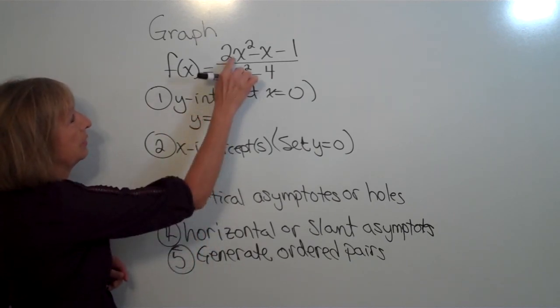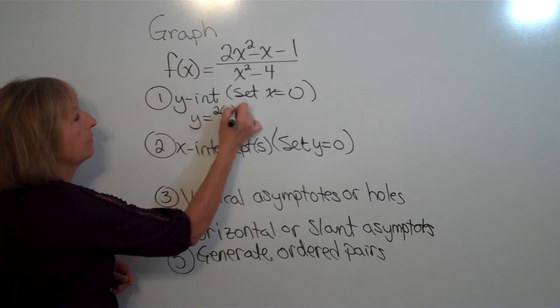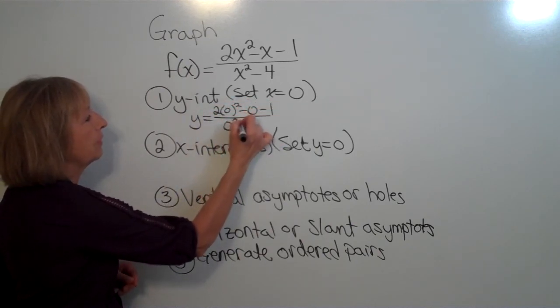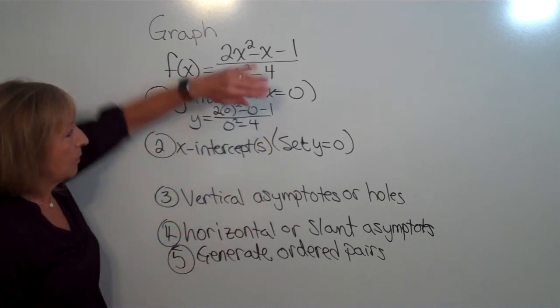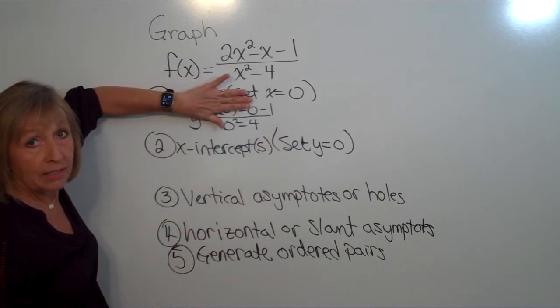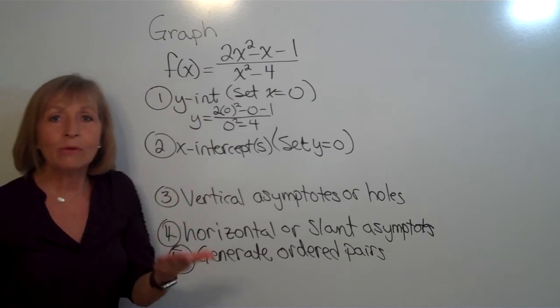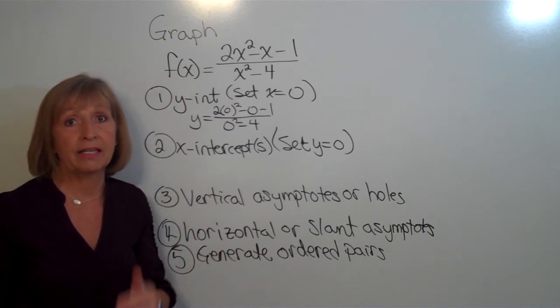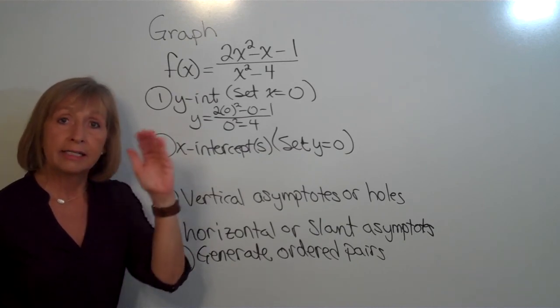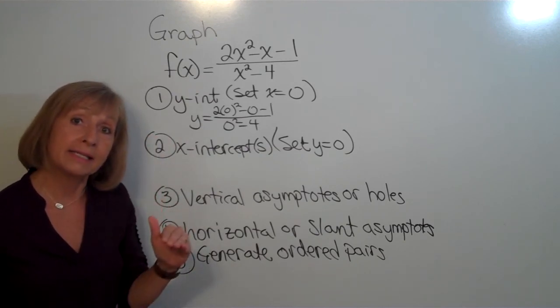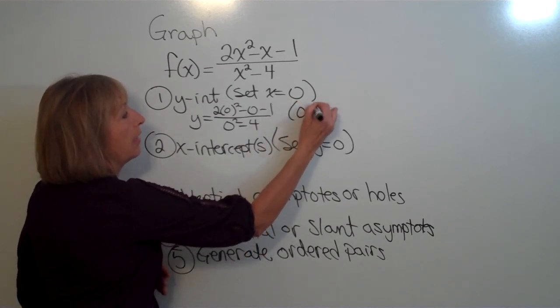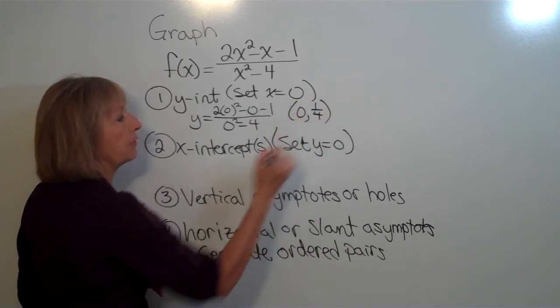So first up, y-intercept, put 0 in for the x's. So y is equal to 2 times 0 squared minus 0 minus 1 over 0 squared minus 4. Well, that's really negative 1 divided by negative 4, and they don't divide any better, except for the simplification that negative divided by negative is overall positive, so that's a positive 1/4. When 0 goes in for x, positive 1/4 is what you get for y.